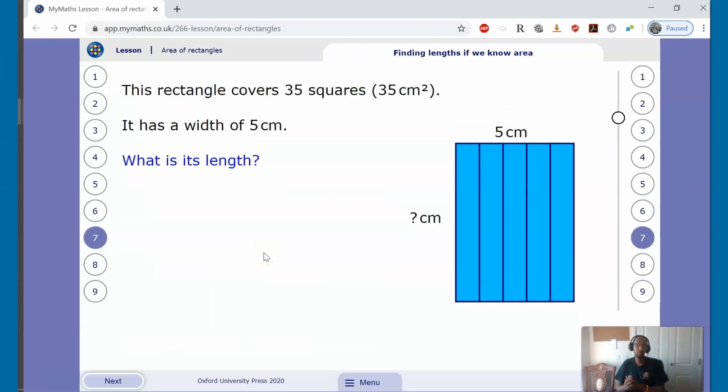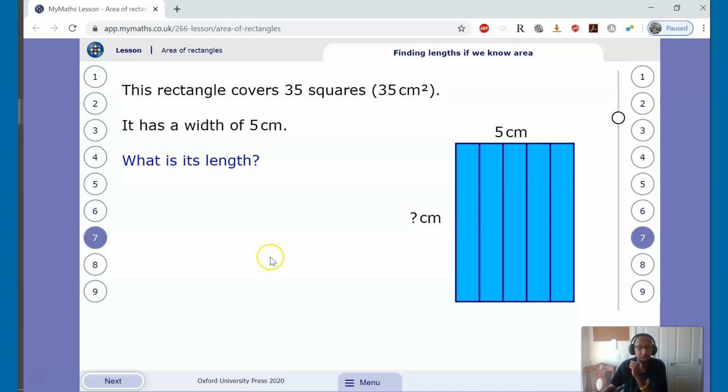Now here's another example. Okay, so we'll up the challenge. The area of this rectangle is 35 squares. However, we don't have a length. We know that the width is 5 centimeters, but we don't know how tall it is. So what can we do there?